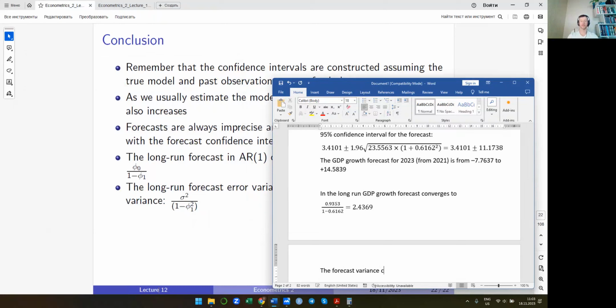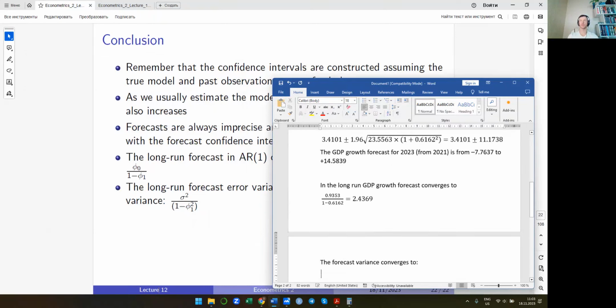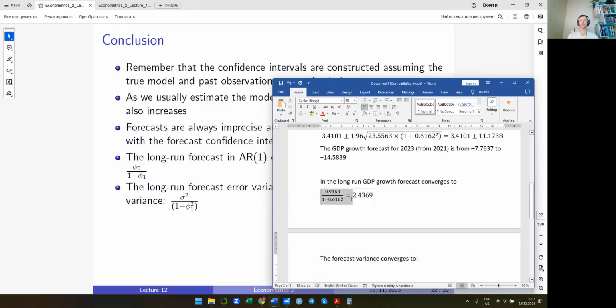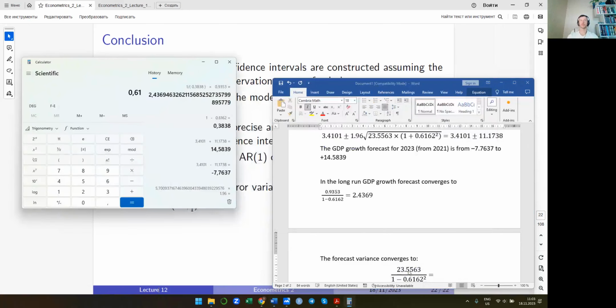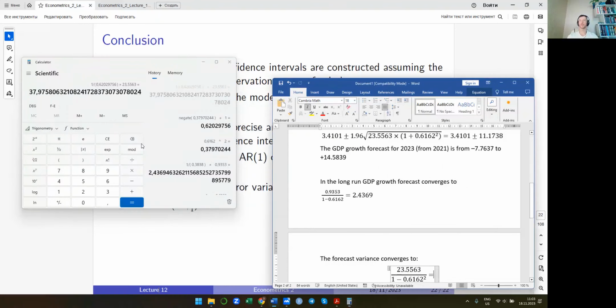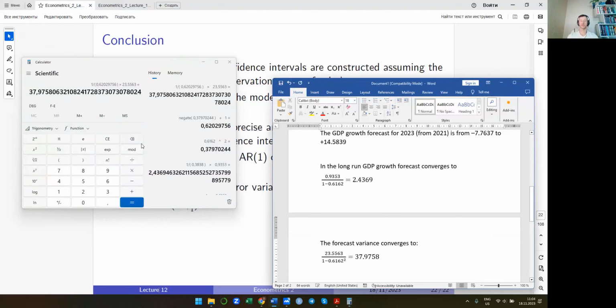And the forecast variance converges to, so we need to take the forecast variance here in the numerator. So 23.5563, and here squared, right? So 0.6162 squared, plus 1, reciprocal, times 23.5563. So 37.9758.